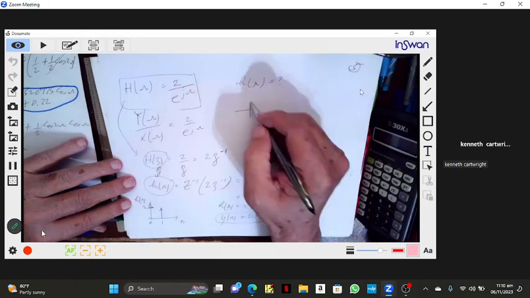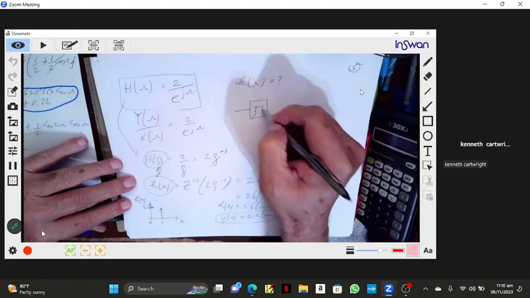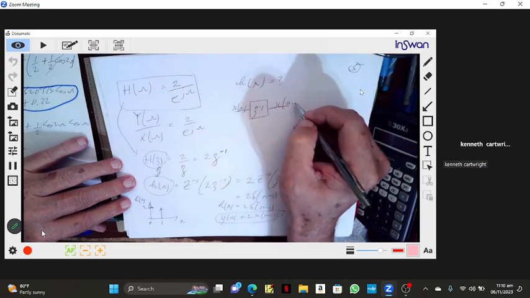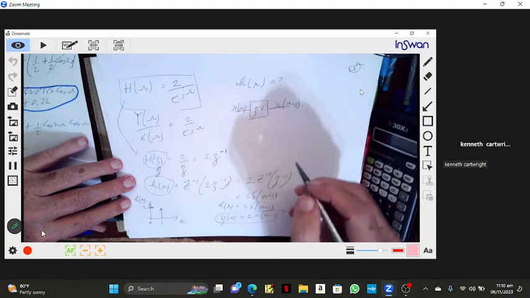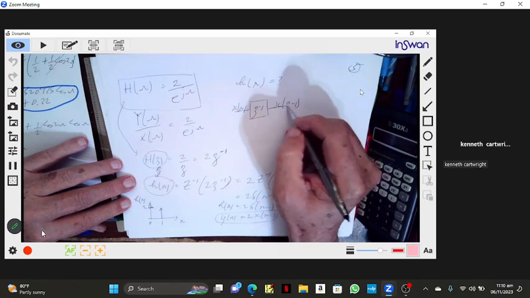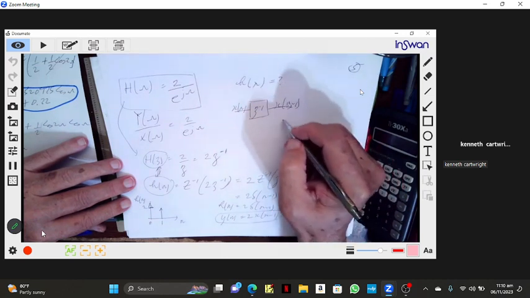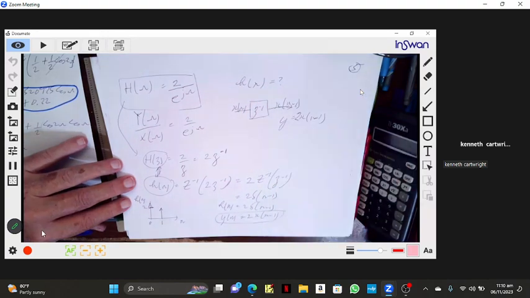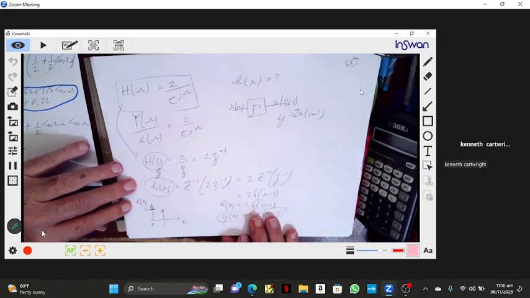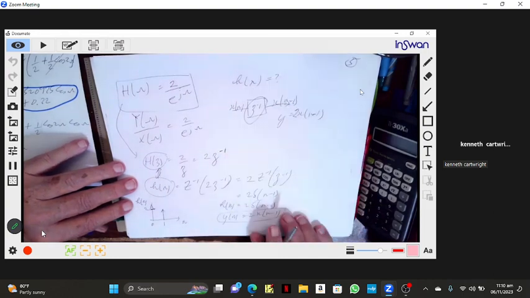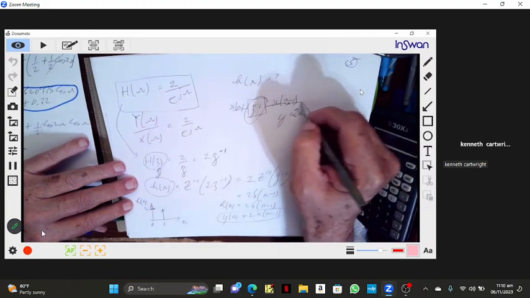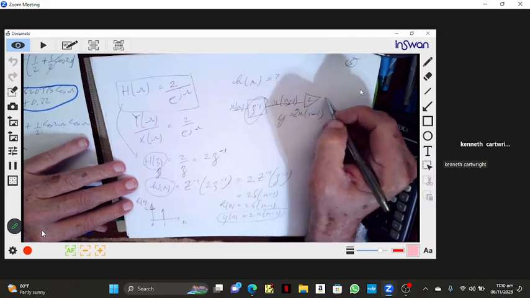So what's your output? Your output is simply y equals x of n minus 1, and of course you need a 2 here. There's your memory, and of course you need a gain here of 2. There's your filter right there.